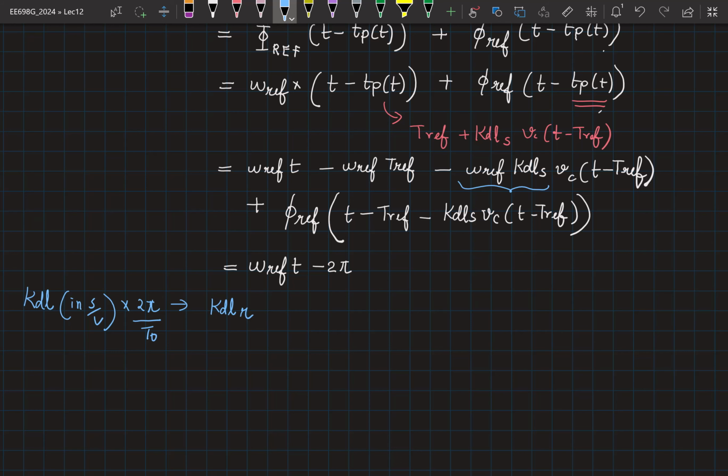Phase is decreasing. Delay increases, phase decreases. The relationship is opposite, right? If the phase has increased, which means the delay has reduced because the signal is advancing, right? So minus KDL in seconds per volt into omega rf gives you KDLR. So I can replace this whole thing with KDL in radians per volt. Okay? So this is 2 pi plus KDLR into Vc of t minus Tref.